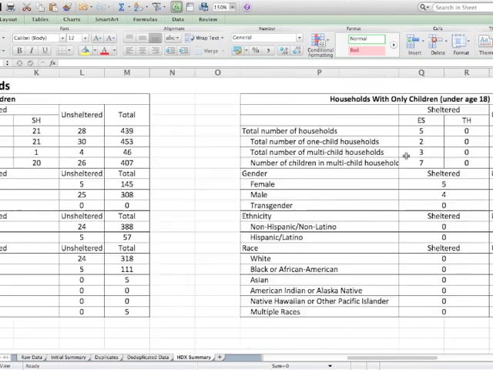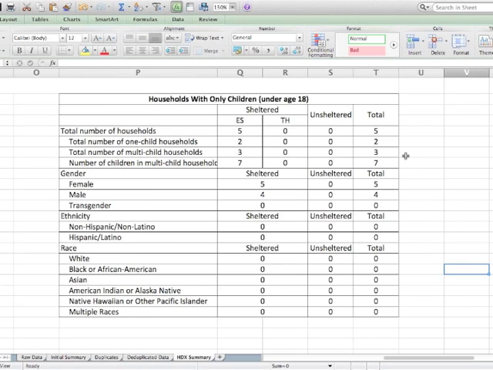Sorry, I'm on the wrong one. Here we go, youth households. Sorry, I was on the wrong chart. So as you'll see in this case, there were 5 households identified as having only youth. 2 of those households were young individuals that were on their own, and 3 of those households were groupings of youth that were staying together in one unit.